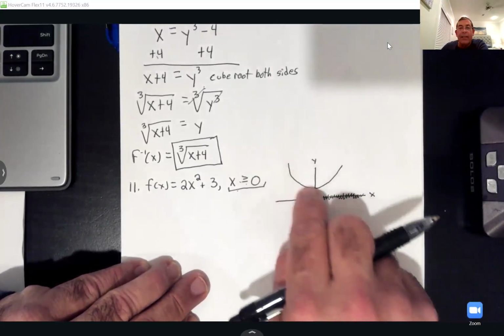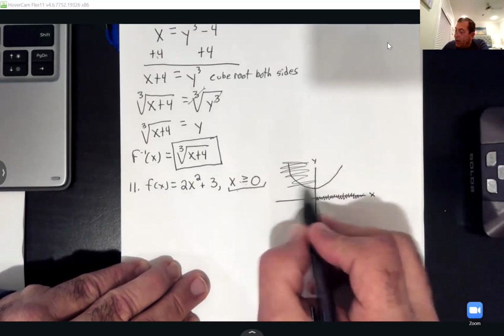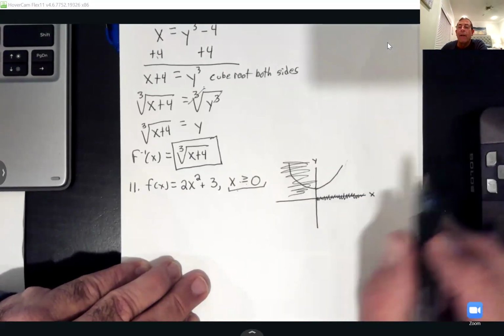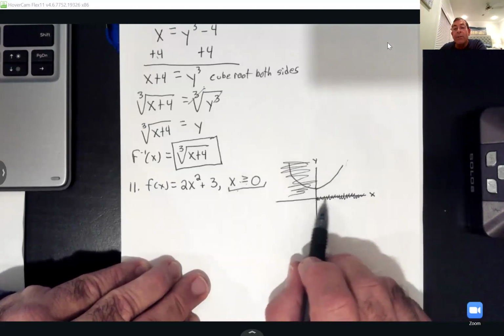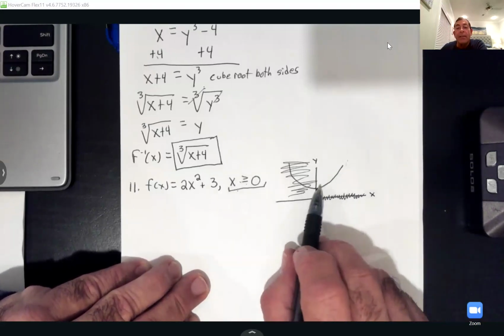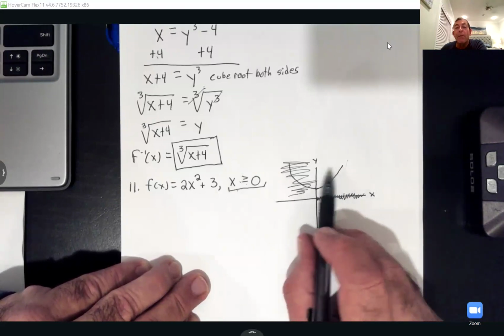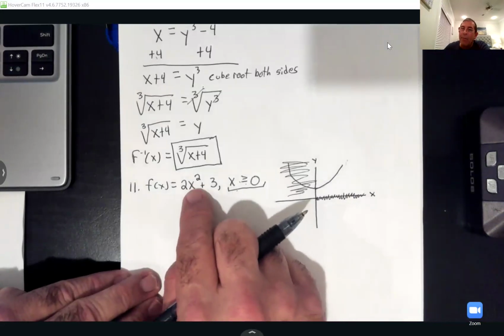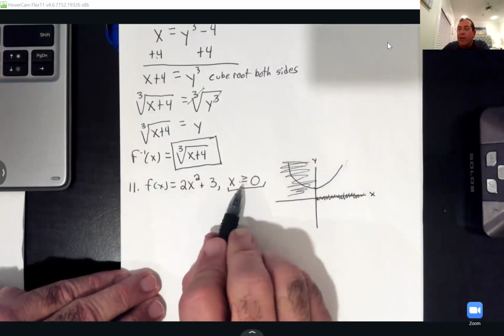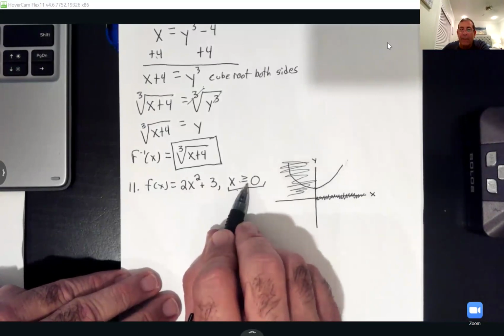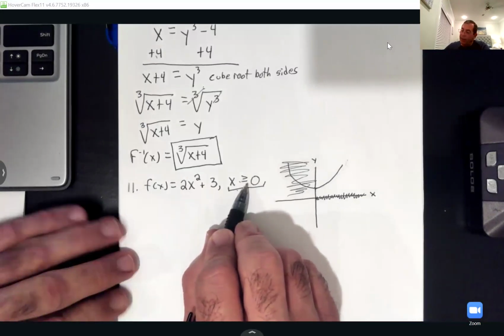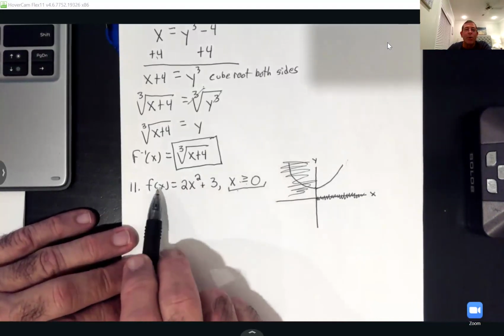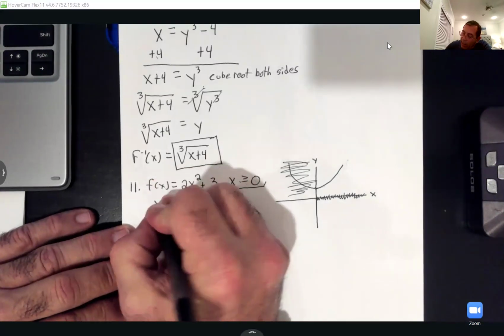So they're not looking at this side. So this ain't here. All they're doing is looking at it from 0 on. And if you restrict the x's from 0 to infinity, that means that this part of the graph is 1-to-1. So they can make a parabola 1-to-1 if they restrict the domain, okay? So that means this thing does have an inverse. So we're going to replace f of x with a y.